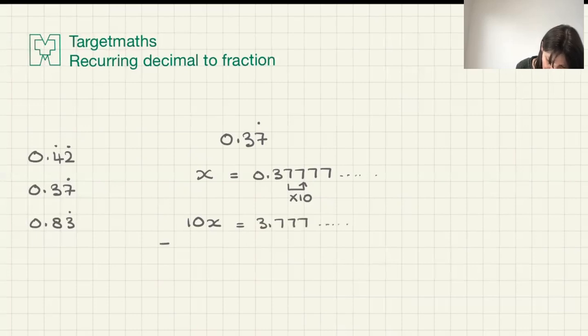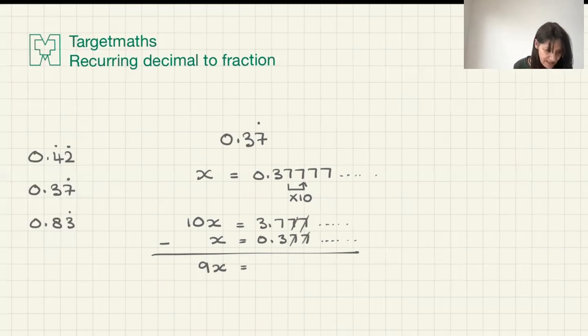I'm now going to take away an x. x, remember, is 0.377, and on it goes. 10x take x is 9x. These cancel out. 7 take 3, 4, got my decimal point. 3 take 0 is 3. And then if I want to know what x is, I get it on its own. So the times comes around and lands as a divide.